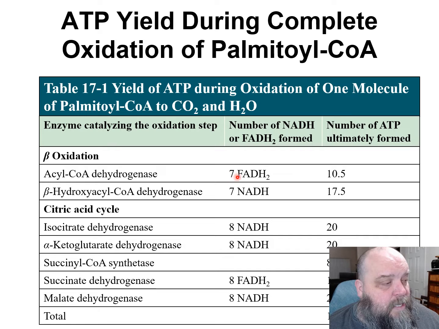When you go through and calculate, for 1 palmitoyl, beta oxidation, acyl-CoA dehydrogenase, we see 7 FADH2s. The beta hydroxy-CoA dehydrogenase, 7 for every 1. Within the citric acid cycle, once things start, 8, 8, 8, and 8 here, 8 there, and so on. These numbers, yes, I trust. This is more the theoretical.